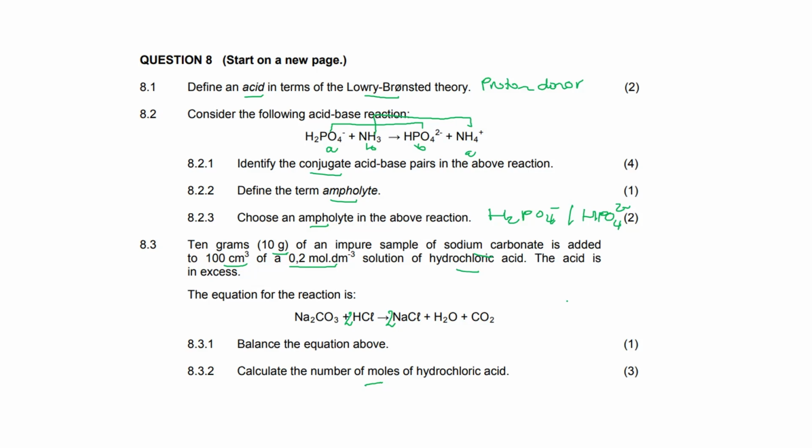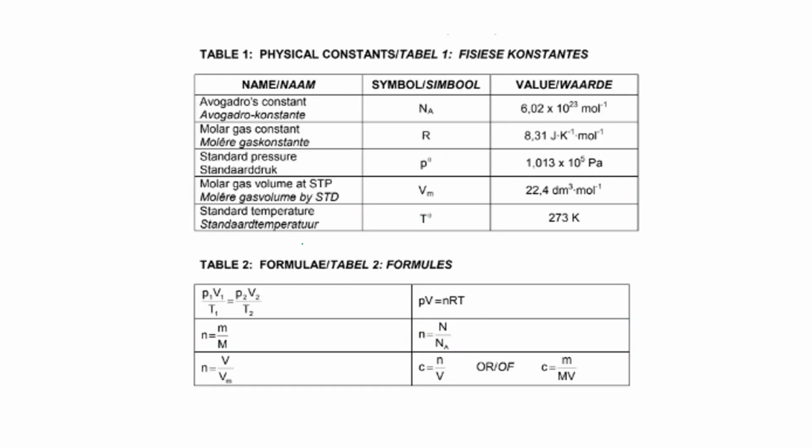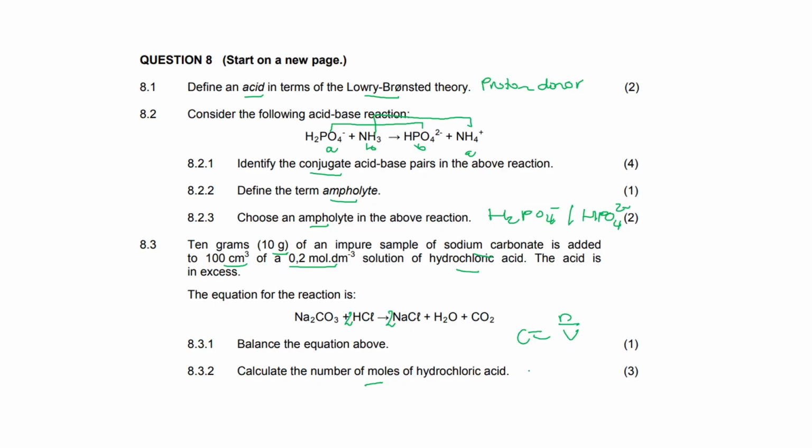So they've given us the concentration and the volume, so we can just use this formula. The concentration is 0.2. The number of moles is unknown, and the volume is 100 centimeters cubed, but we want it in decimeters cubed, so it's 0.1. I multiply to get my number of moles, which is 0.02 moles. As easy as that. I'll see you in the next one.